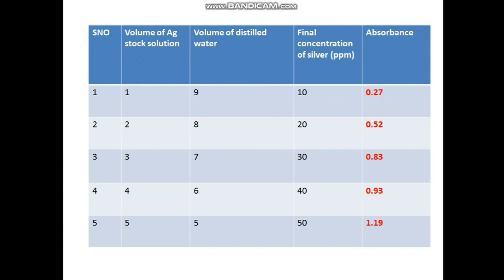This is the table which shows you how to prepare the different concentrations of silver solution. From the stock solution, 1 ml is taken, and to that 9 ml of distilled water is added. So the final concentration of silver is 10 ppm. If 2 ml of silver stock solution is taken and 8 ml of water is added, the final silver concentration will be 20 ppm. Likewise for the others, and for each concentration, the absorbance value is noted from the spectrophotometer.